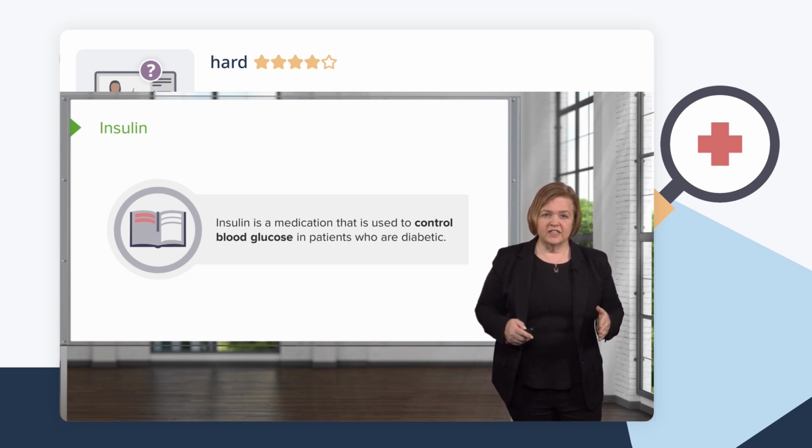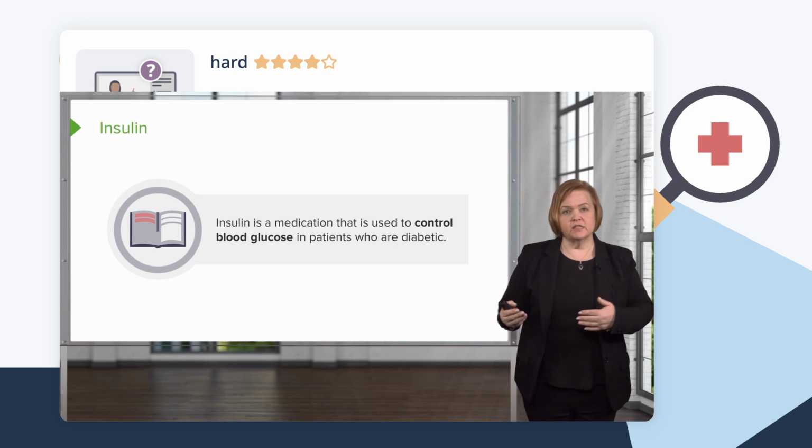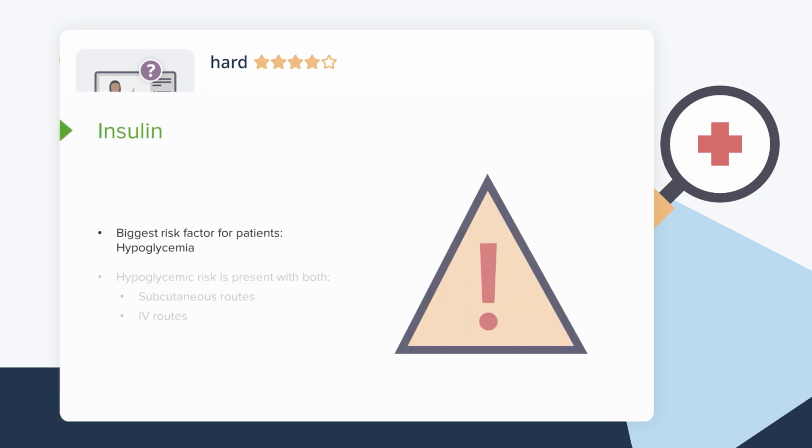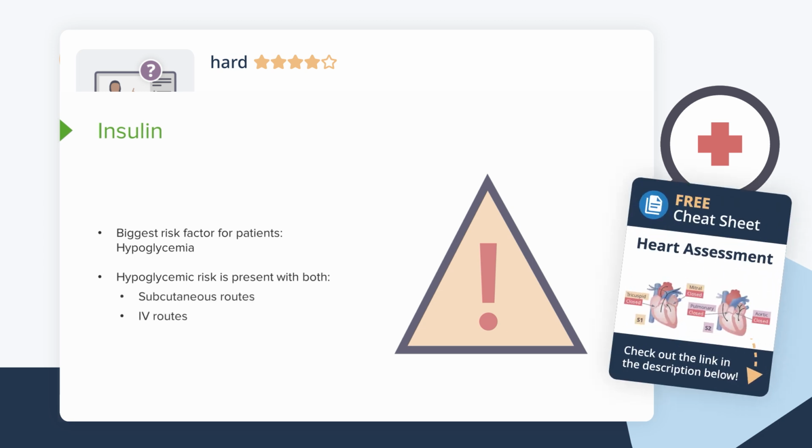Now here is the deal. The biggest risk of insulin, we think, well, maybe it's high blood sugar because they're diabetic. No. The biggest risk with insulin is hypoglycemia. So if for some reason the patient gets an inappropriate dose of insulin, the wrong kind of insulin, has a different peak onset duration, whatever the error was, type, amount, dosage, kind, whatever, the biggest risk is hypoglycemia. So the hypoglycemic risk is present with both subcutaneous and IV routes.